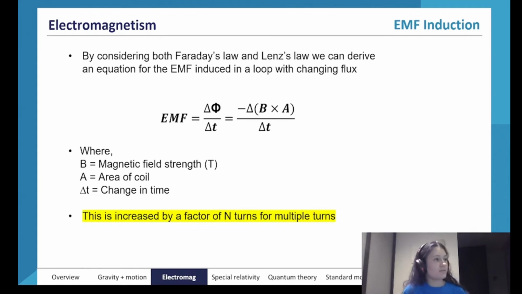So by considering both Faraday's law and Lenz's law, we can derive an equation for the EMF induced in a loop with changing flux. So remember, the EMF is induced because the flux changes, the magnetic field changes. The section here about the EMF being proportional to the change in flux over the change in time is of course from Faraday's law, and then the negative out the front is of course from Lenz's law, because Lenz's law tells us the direction of induced EMF and Faraday's law tells us about the magnitude of the induced EMF.